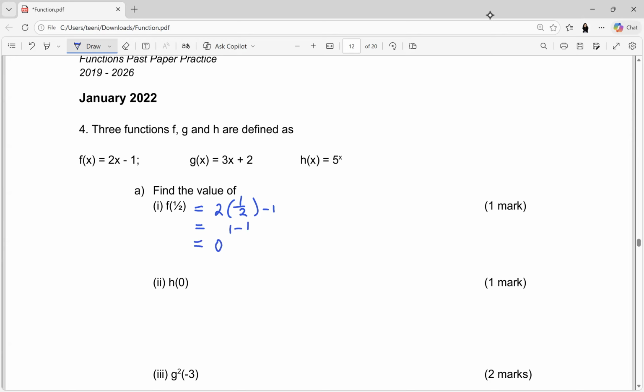Find h of 0. Well, h of x is 5 to the power of x. So h of 0 will be 5 to the power of 0. And any number raised to the power of 0 is 1.